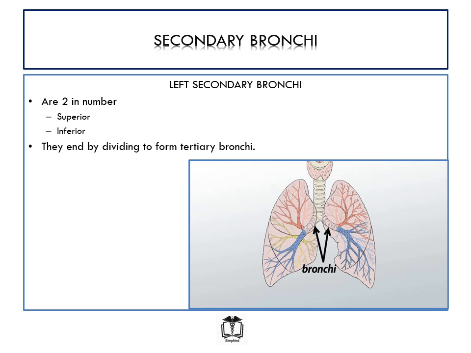On the left side, we have two major secondary bronchi. This includes the superior secondary bronchus and the inferior secondary bronchus. And what you just need to note about that is just like the right secondary bronchi, they feed into the lungs. Eventually, they would further divide to form the tertiary bronchi.